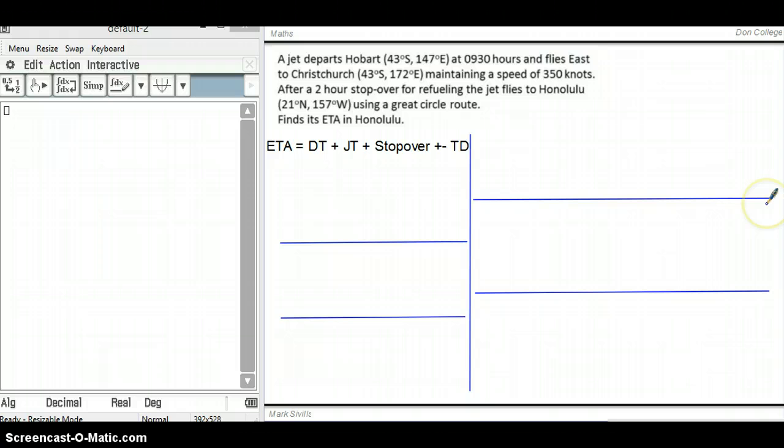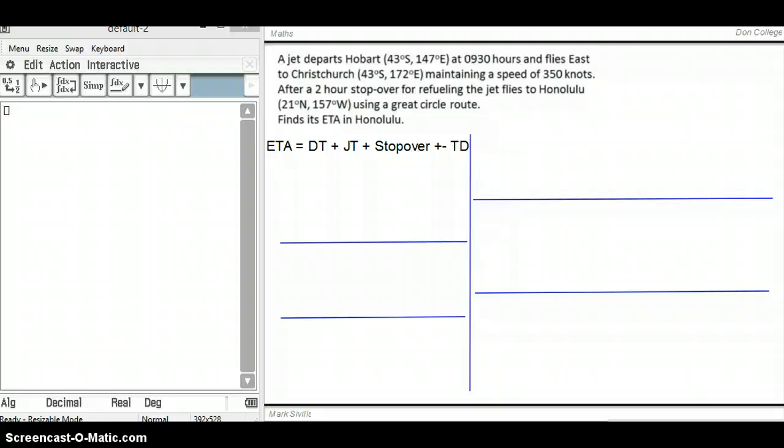And this is the question we're going to look at. A jet departs Hobart at 9:30 in the morning, flies east to Christchurch, maintaining a speed of 350 knots, and after a 2-hour stopover, flies to Honolulu, using a Great Circle route. Find its ETA in Honolulu.